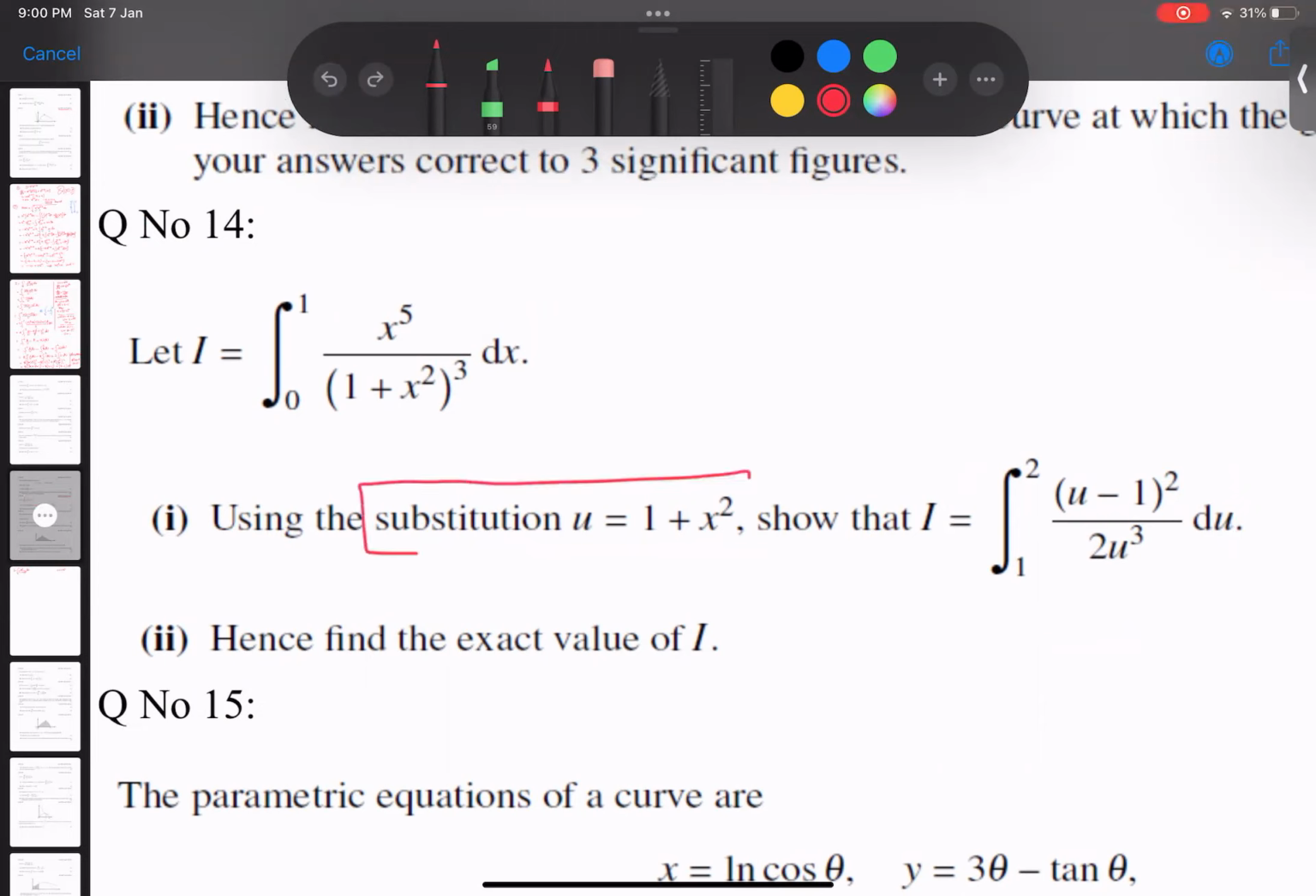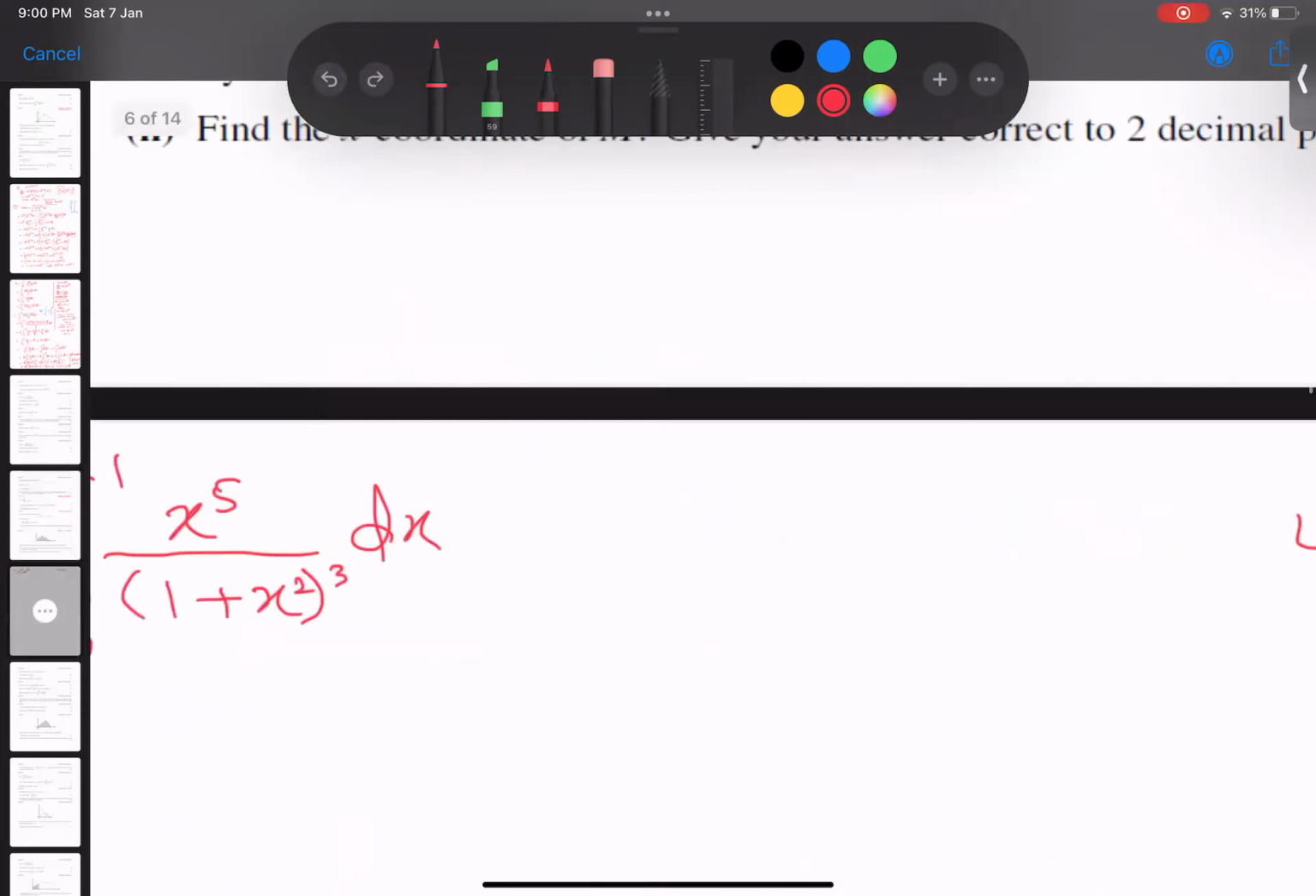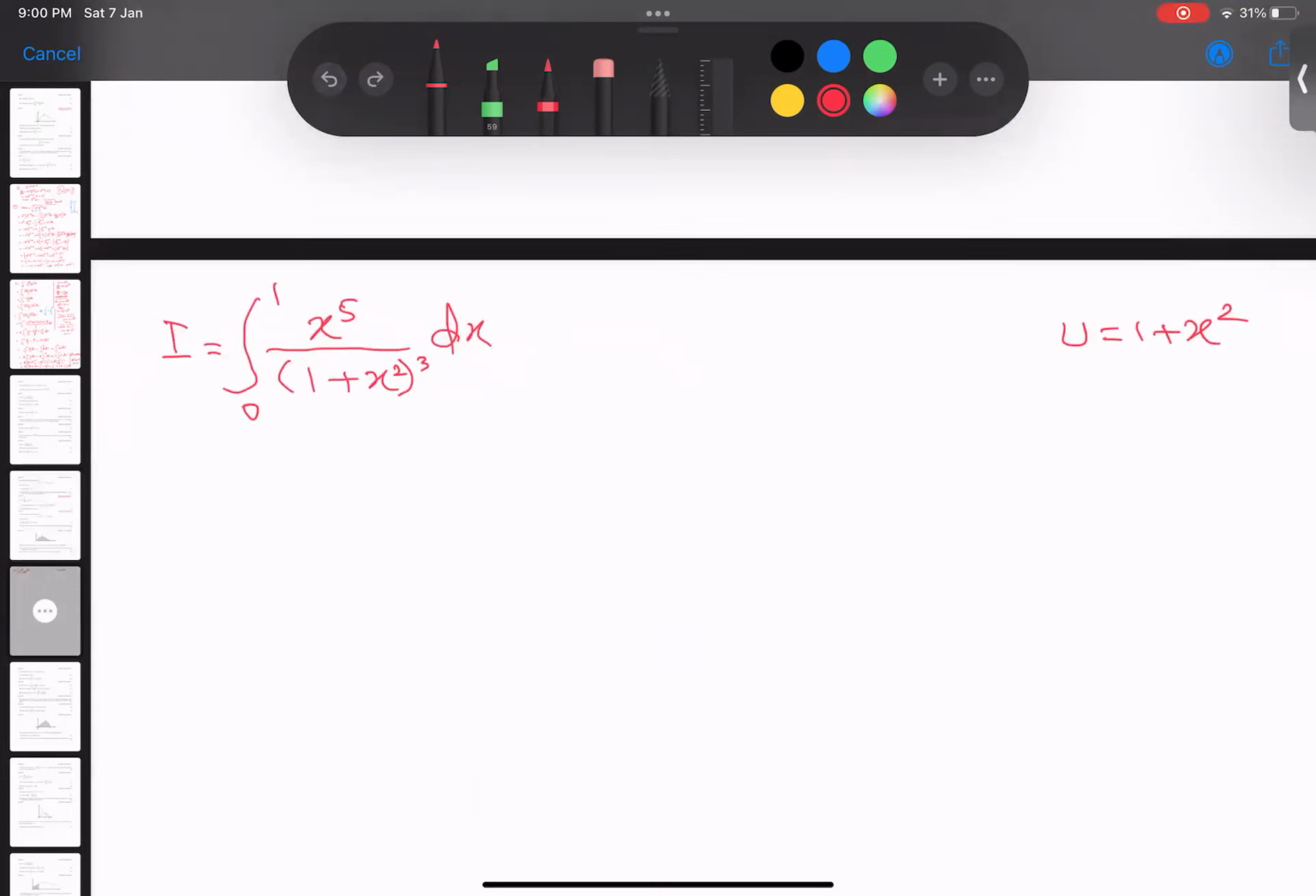Whenever a substitution is given, we start by differentiating it, and we try to get the value of dx first. So let's start. Bismillah ar-Rahman ar-Rahim. Part number 1.